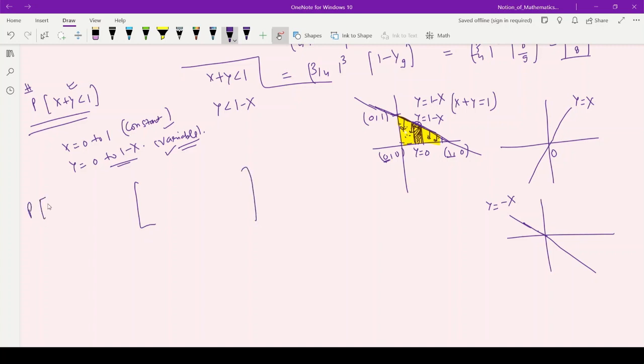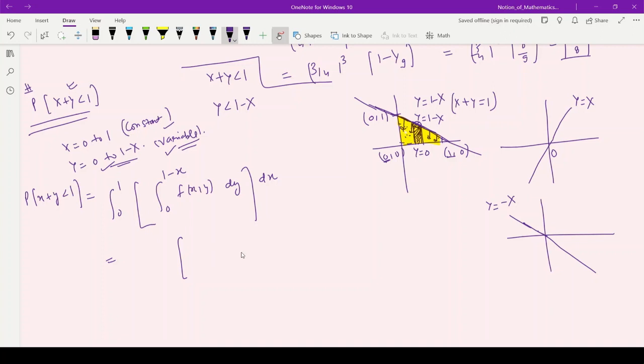It is like probability of x plus y less than 1 is equal to, so limit of y first, limit of y 0 to 1 minus x of f(x,y), let me write all these things in small letters in order to maintain this symmetry here. Otherwise you can write the whole term in capital X, capital Y as well, no problem. So it is 0 to 1 minus x, and it is a limit of y, and it is dx, and thereafter limit of x is 0 to 1.